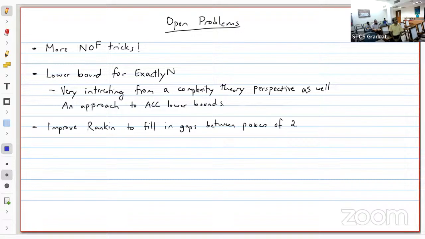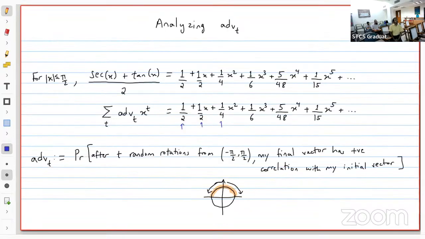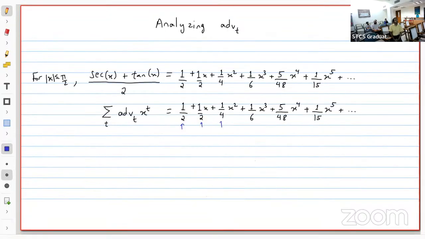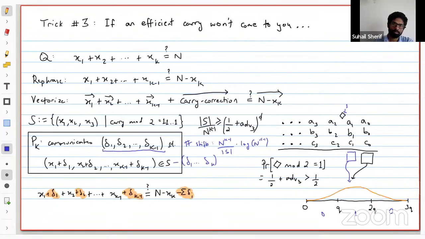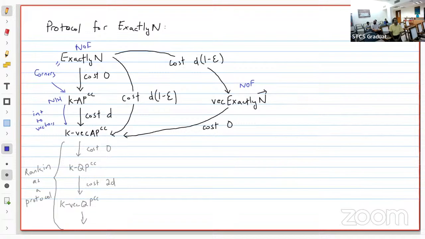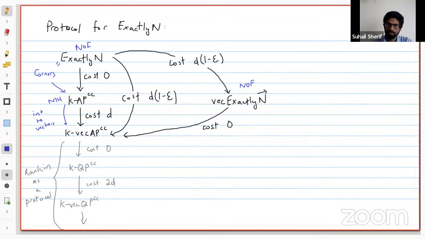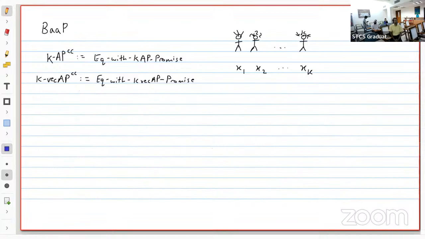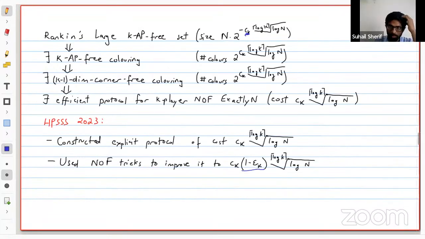So show us, if you don't mind, one more time, what did these NOF tricks finally achieve? Okay, all right. So the constant before the Rankin. What is the final result? What was the improvement on Rankin now? Right, so Rankin's bound is, well, we improve Rankin's bound, but not in the AP setting, in the coloring setting.